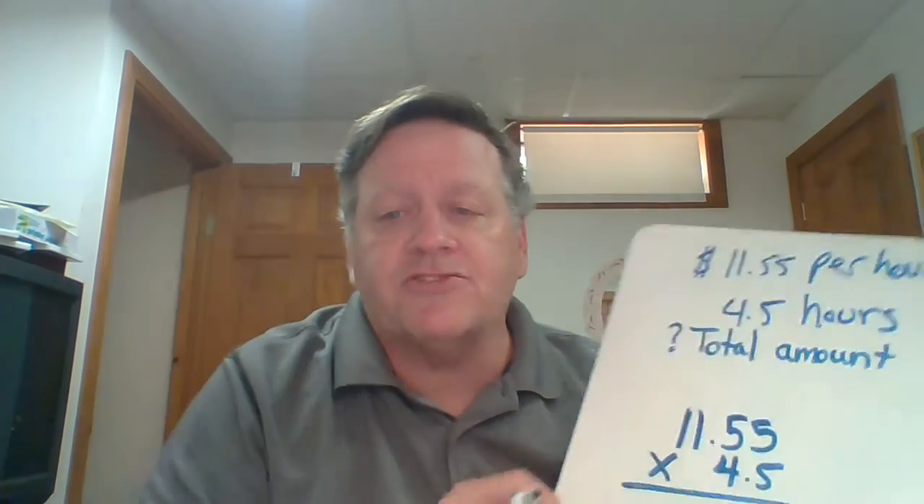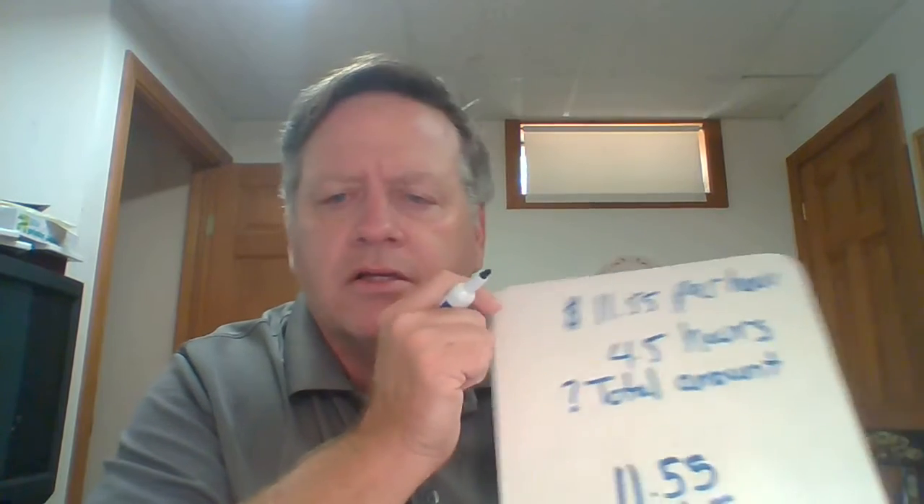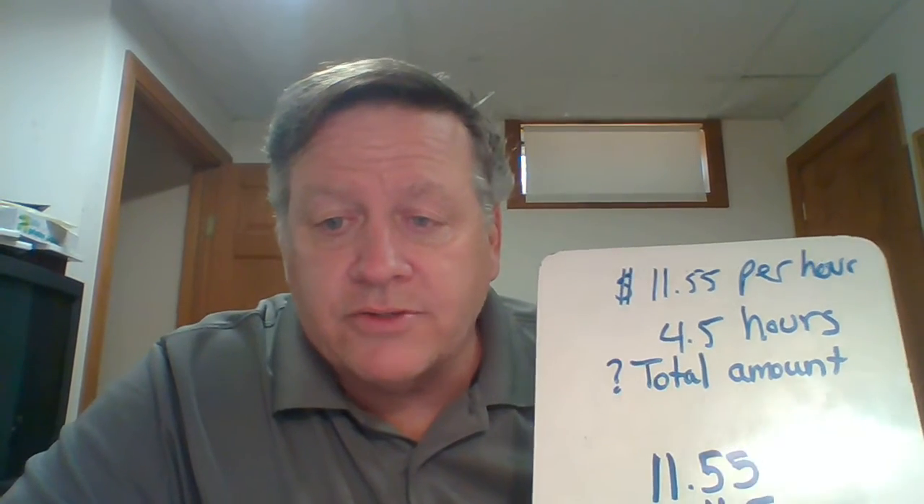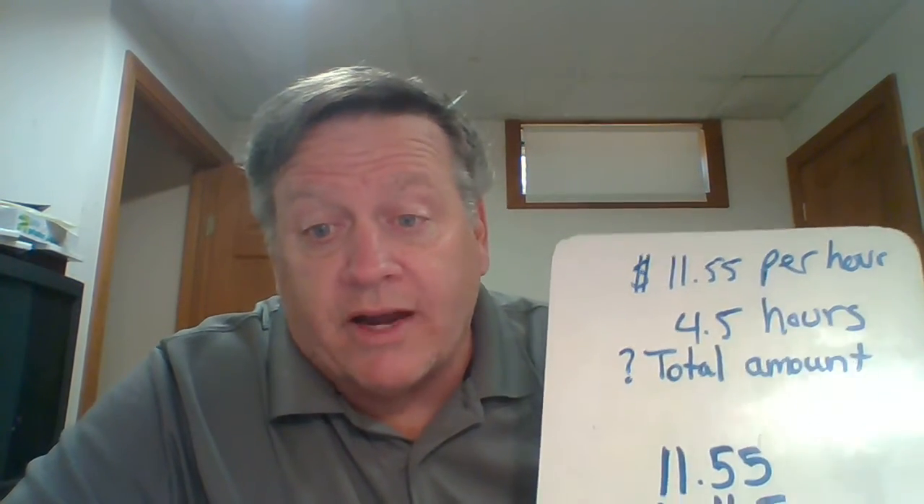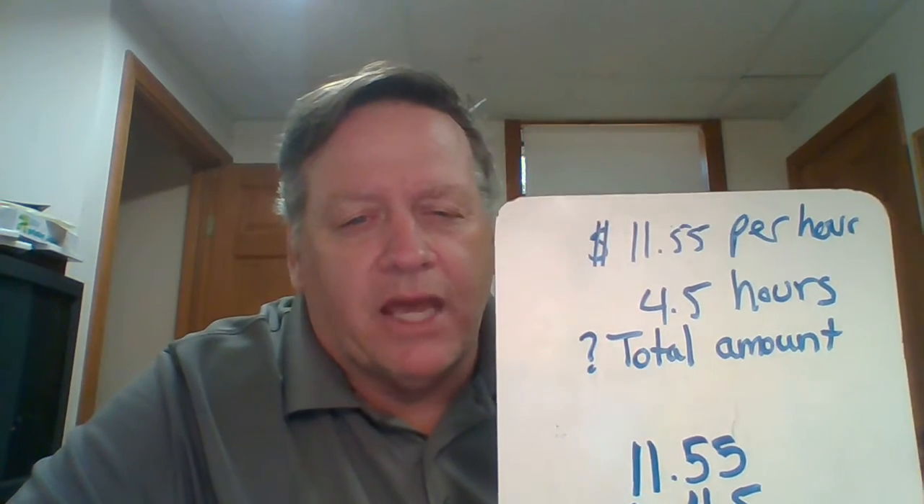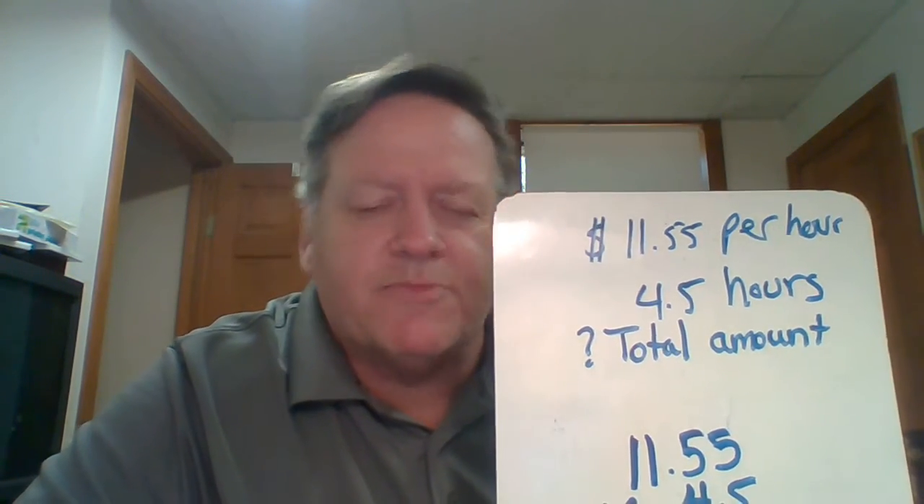Okay, so our problem is that we have Frankie working at Perk on Main, and she's making $11.55 per hour. So that's amount per hour. So that's amount per group, right? And she works 4.5 hours. So that would be number of groups, right? And the question becomes, what's the total amount of money that she's paid? Okay. So that was my understanding.